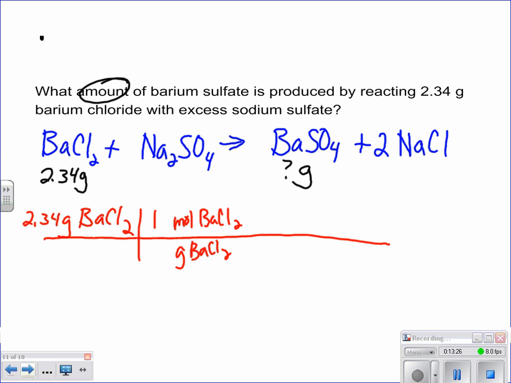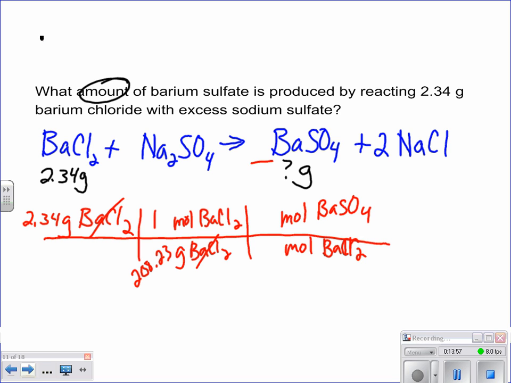And we know 1 mole of any substance is equal to its weight in grams. I will add that up in my head ever so quickly and get 208.23 grams. I have a cheat sheet. Okay, so now we've got moles of barium chloride. That's not what we want. So what do we need to convert it to? Awesome. Moles of barium sulfate. What number goes up top? Bottom? 1. Not very exciting.